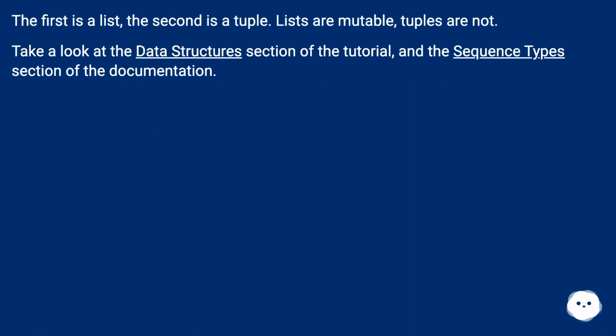The first is a list, the second is a tuple. Lists are mutable, tuples are not. Take a look at the data structures section of the tutorial, and the sequence types section of the documentation.